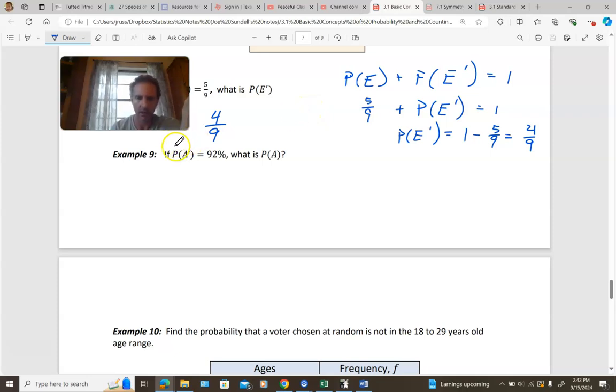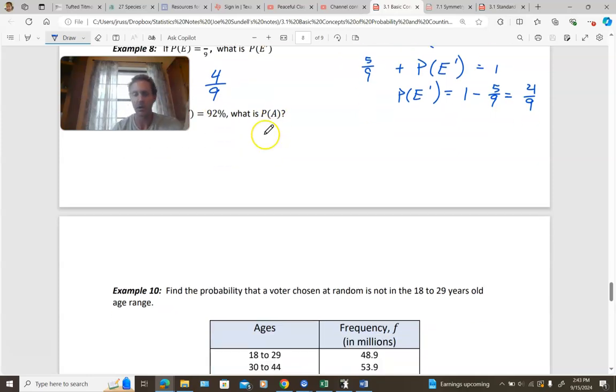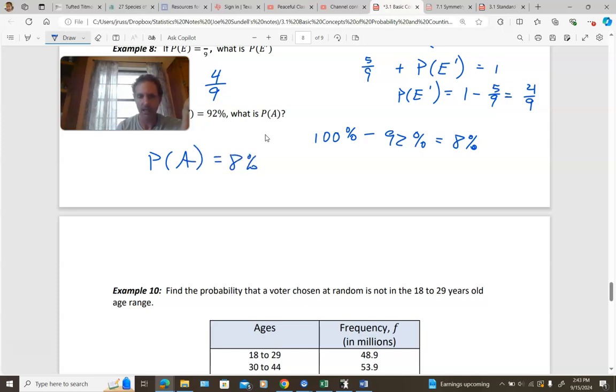Okay, example 9. The probability of A prime, or in other words, the probability that A does not occur, is 92%. What is the probability that A does occur? Well, 100% minus 92% is 8%. So the probability that A does occur is equal to 8%. And I kept this as a percentage because the probability in the problem is given to us as a percentage.